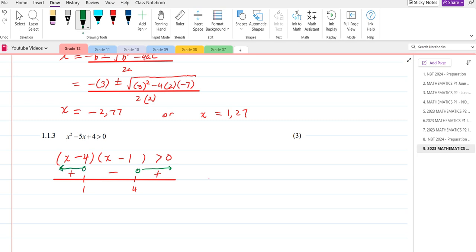So your solution lies where x is less than 1, or x is greater than 4. I hope you guys are understanding. Right, perfect. Let's move on to the next question.